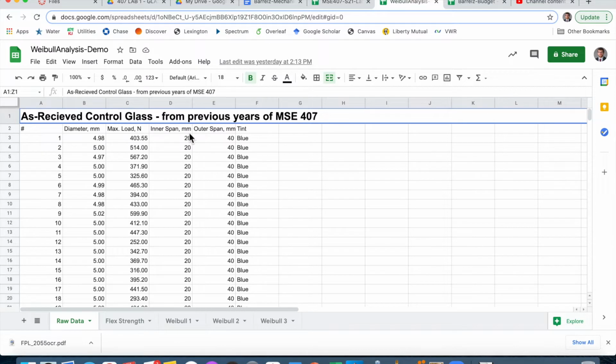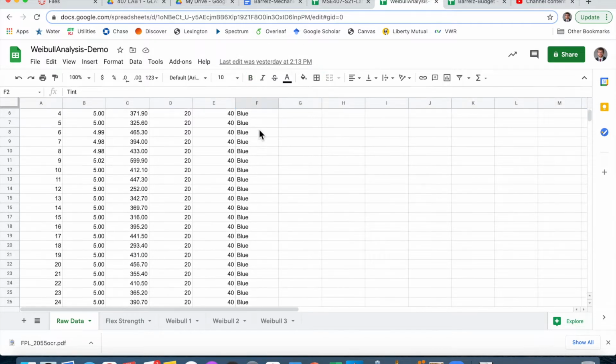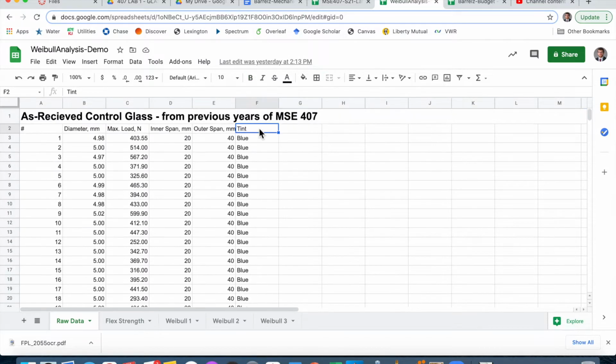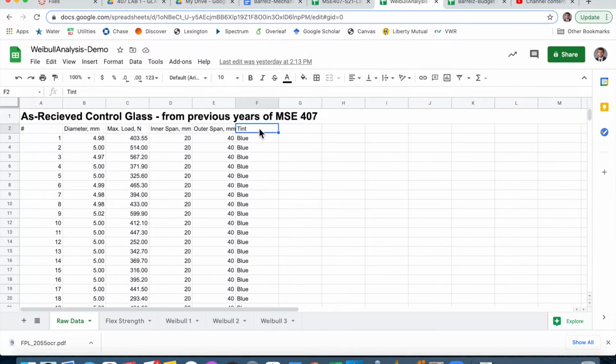This is something that you should have also confirmed from the videos. And then I've also put the tint of the glass to show that they're one singular data set, sort of. For now, don't pay any attention to that column. Okay, so that is the raw data. This is all the information I need to do these calculations.